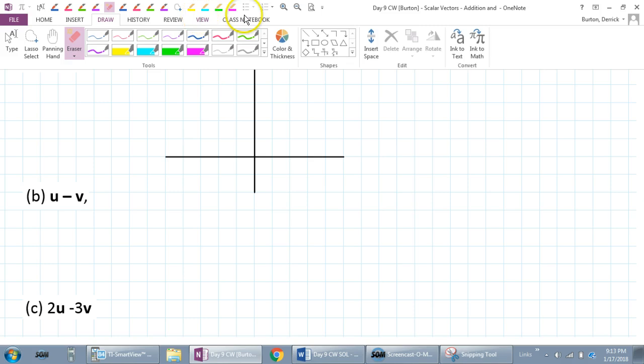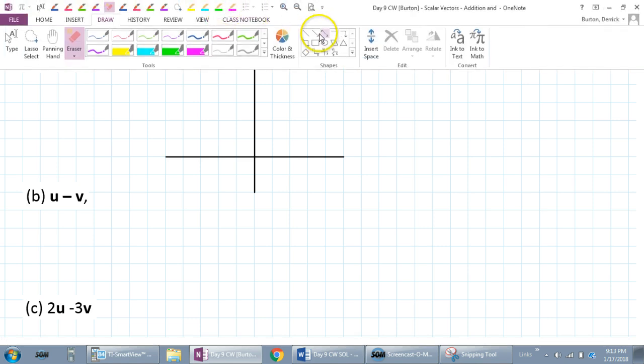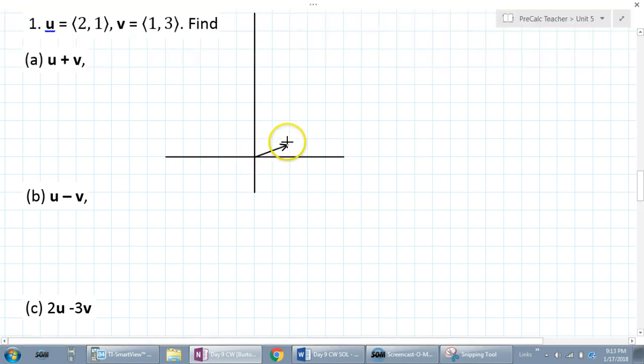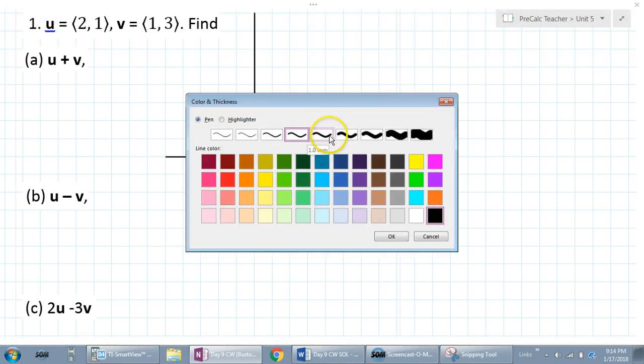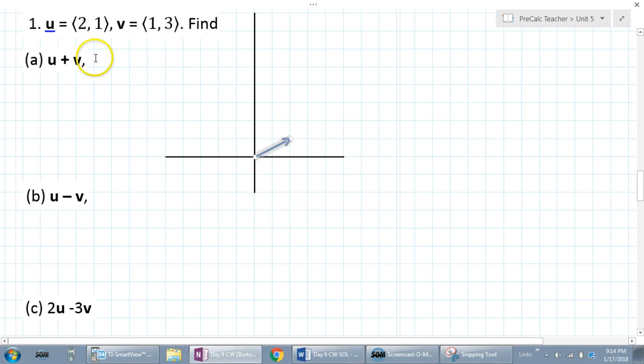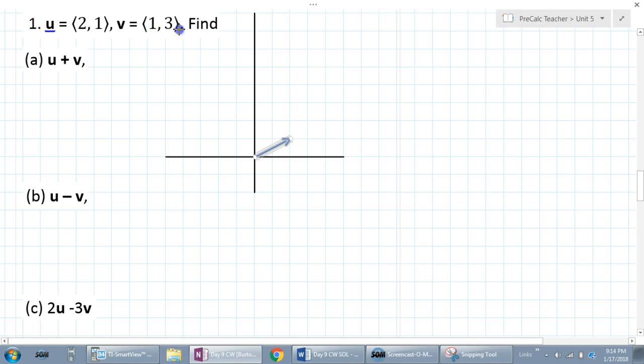And I think I will do the graphical part first. So if I'm going to do u plus v, I'm going to start with vector u, 2, 1. I'm going to graph this one in standard position. So starting from the origin, 2, 1 would be like this, right 2, up 1. Whoops, I erased it. Let me do that again. 2, 1, right 2, up 1. This time, let me not use an eraser. But I would like to turn this blue. So that's vector u.